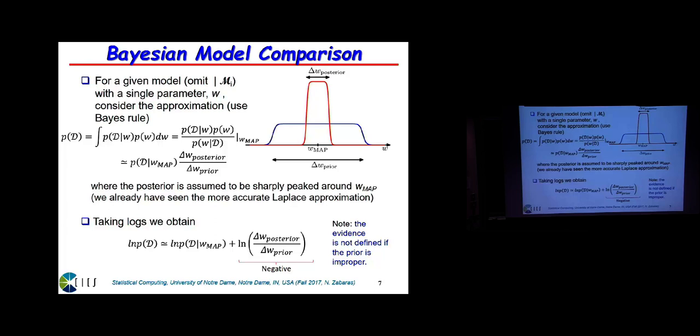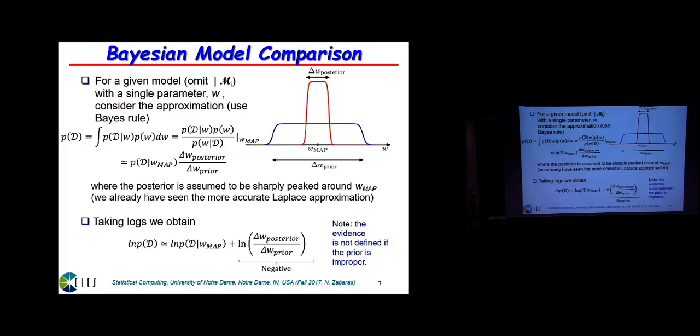Remember, these distributions, the prior and the posterior, have to be normalized. So if this is uniform, what is the height of the prior? I have defined here some lengths, right? I call this delta W prior, which is the extent of the prior distribution. This is the range of the posterior. So what is the height of this blue line? It's 1 over delta W prior. So what you get from here is delta W posterior divided by delta W prior.